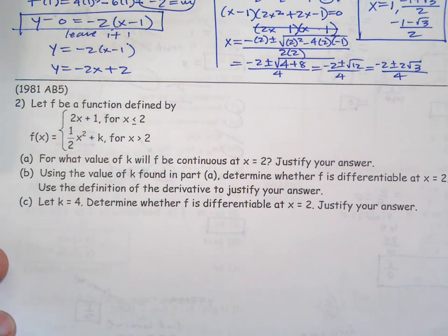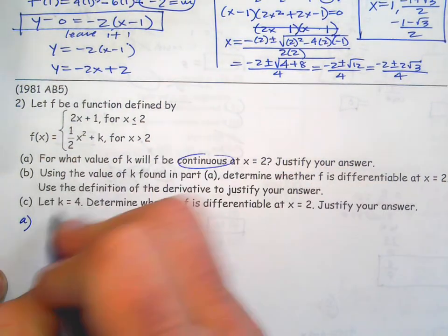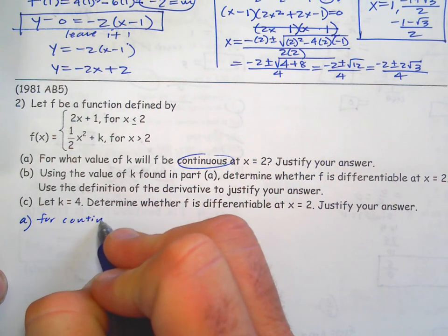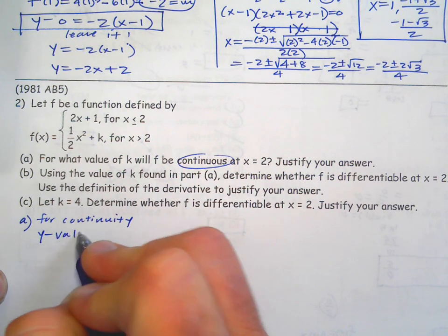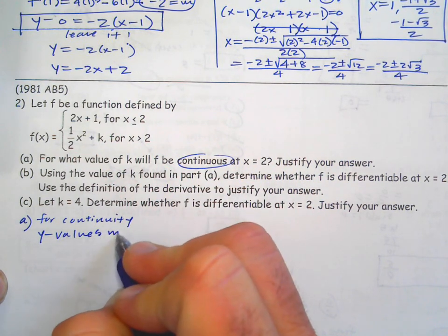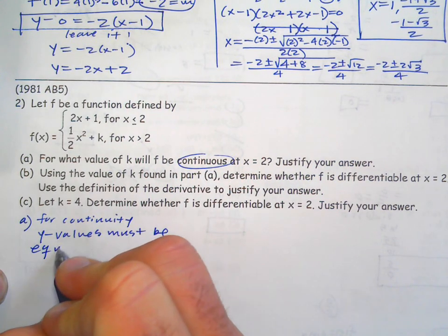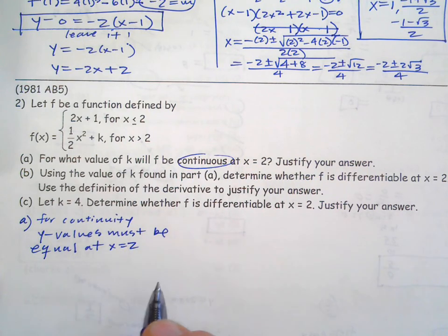Next one is a piecewise function. For what value k will f be continuous at x equals 2? This is like a problem that we just did on the front. So for continuity, the y values have to be equal when the two pieces meet at x equals 2 specifically.